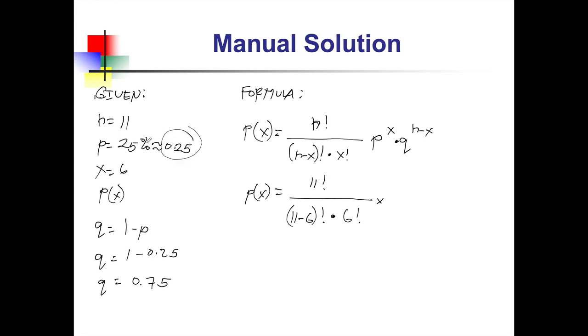Let's raise this to the value of x. So let's have here 0.25 raised to x, which is 6, multiplied to 0.75, where this came from. Now, raised to n, which is 11 minus 6.